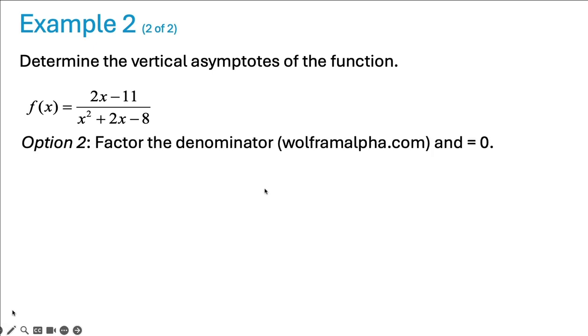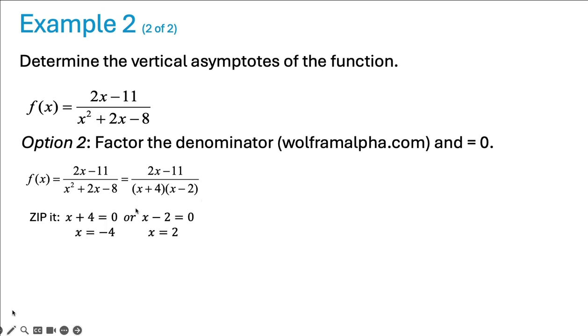Option 2 is to factor the denominator. Using wolframalpha.com is what we're going to do. And then once you do that, we're going to set it equal to 0, just the denominator, and ignore the numerator. So that makes it pretty easy to work with. You just focus on the denominator only. So if we notice here, the denominator is x squared plus 2x minus 8, and that factors into x plus 4, the quantity, times x minus 2.